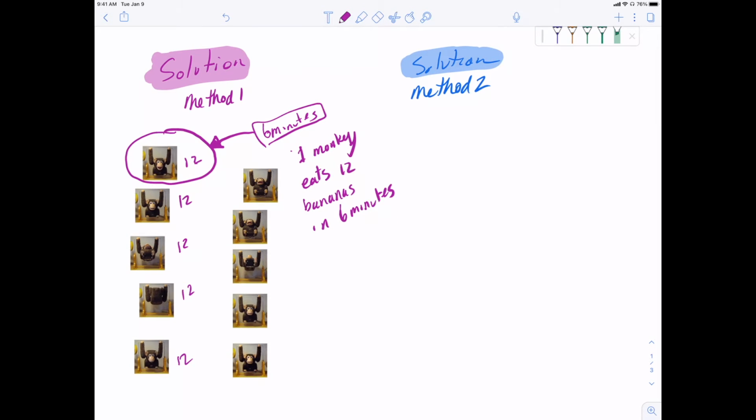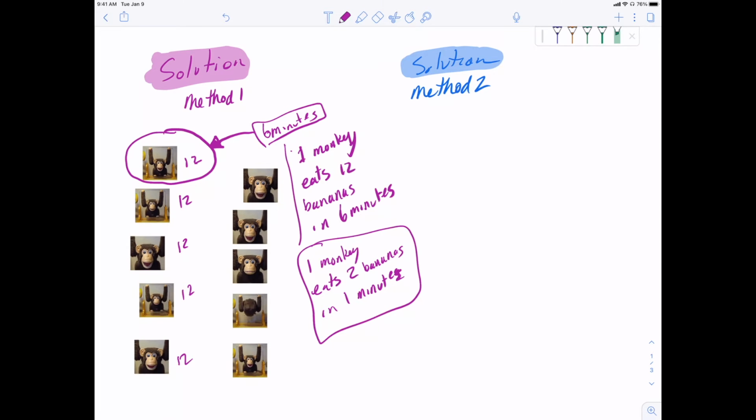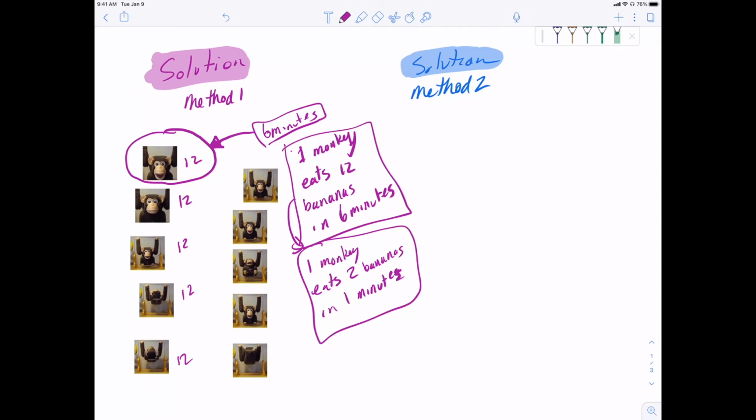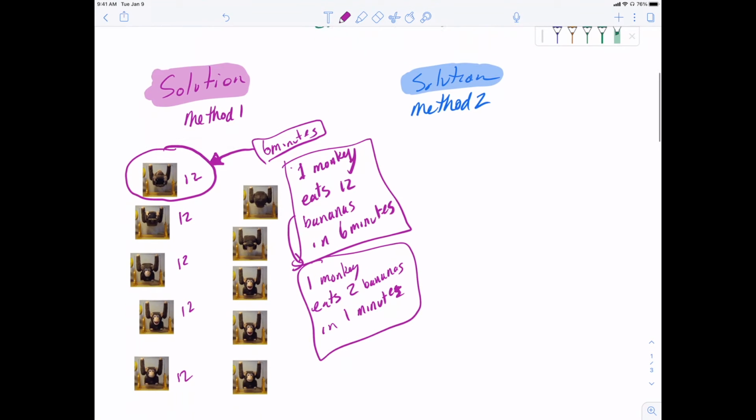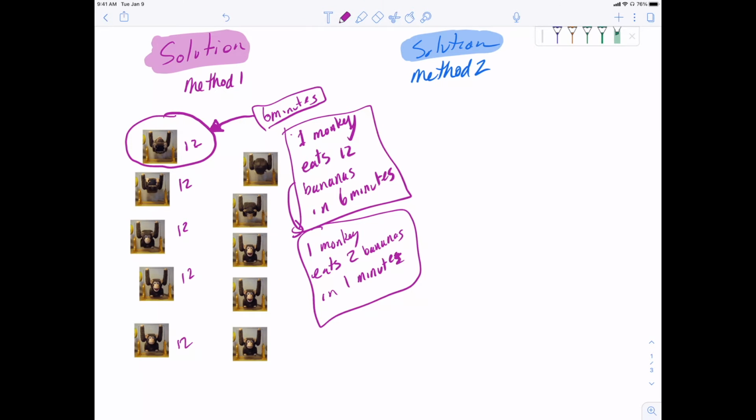Now that I know one monkey eats 12 bananas in 6 minutes, let's make that even simpler. If he can eat 12 bananas in 6 minutes, then in 1 minute, one monkey eats 2 bananas in 1 minute. Now I really have something. All right, this all flows nicely. 10 can eat 120 in 6 minutes, so each one's eating 12 in 6 minutes. And if a monkey can eat 12 bananas in 6 minutes, he can eat 2 bananas each minute.